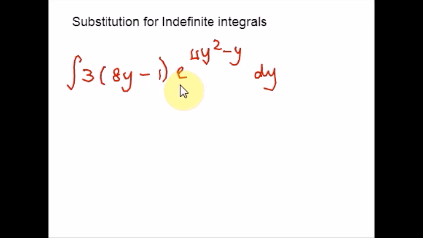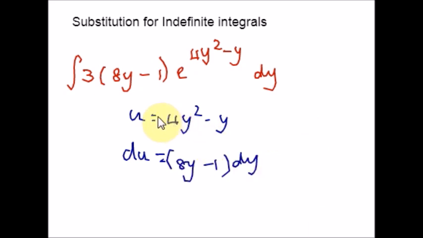That is the exponent. And it looks like the substitution should be u equal to 4y square minus y. Also, you have to find the du. So, du is going to be 8y minus 1 dy. Now, with the exception of the 3, the stuff in front of the exponential appears exactly the differential. Recall, however, that we can factor the 3 out of the integral. And so, it won't cause any problems.